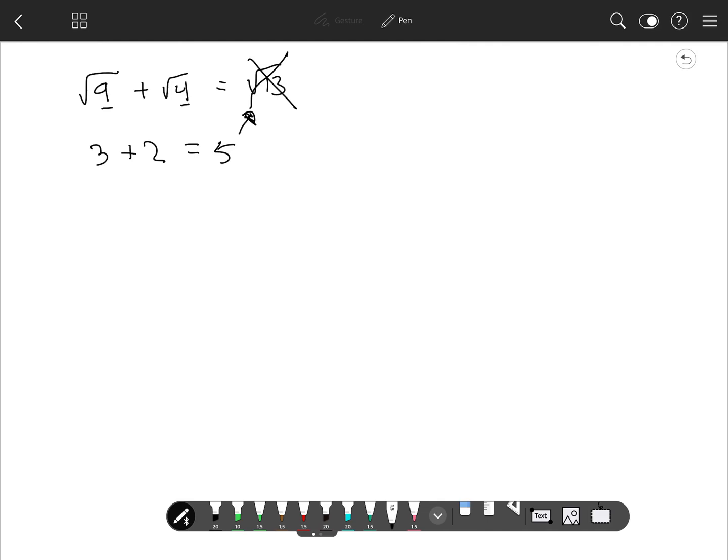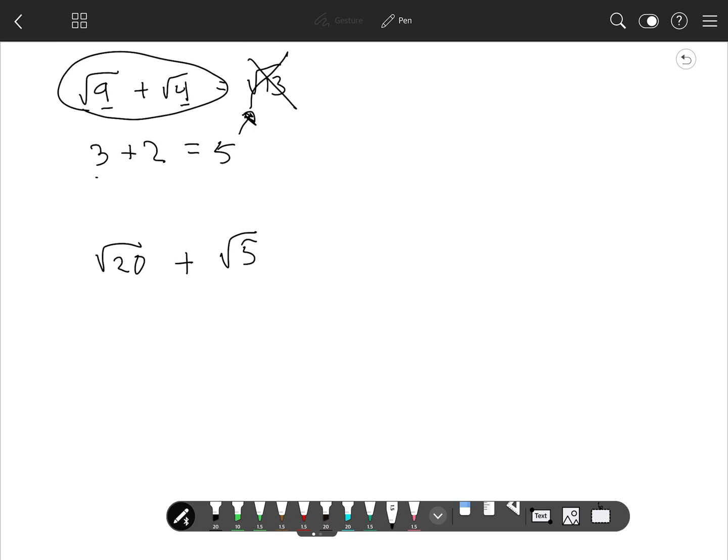So let's see what we can do with this. I'm going to put another problem up there. I'm going to go square root 20 plus square root 5. And this time you'll notice these are definitely not perfect squares like they were up here. So we can't just simplify them down to whole numbers. It doesn't quite work. But let's see what happens if we do try to simplify them.